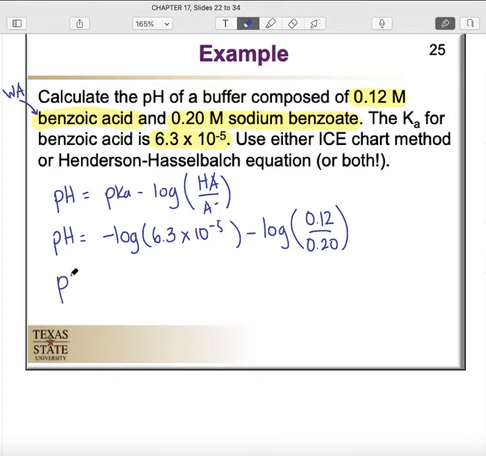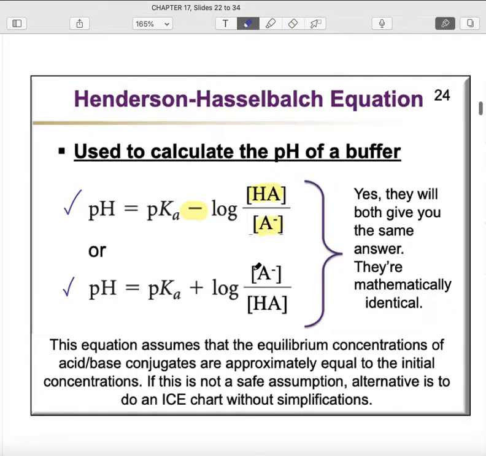And that gives us a pH, which is equal to, for the first part, 4.20. The second part is minus negative 0.22. And so because of that, our answer is that the pH is equal to 4.42. That's that. Before I move on to the next problem, I want to point out something about the Henderson-Hasselbalch equation that I forgot to mention. So let me come back up here so that we have the notes complete.